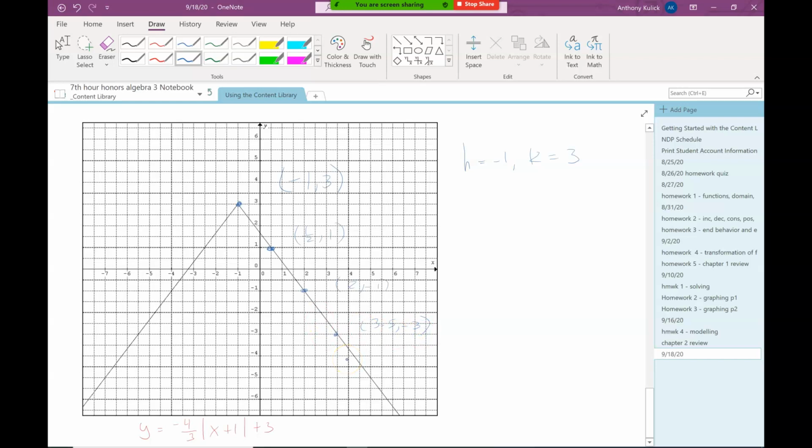I'm going to bypass anything where the graph isn't going through the intersection of two of these grid lines, because I don't want to estimate this because I need to have the exact coordinate or this does not work. Is everybody okay with that?